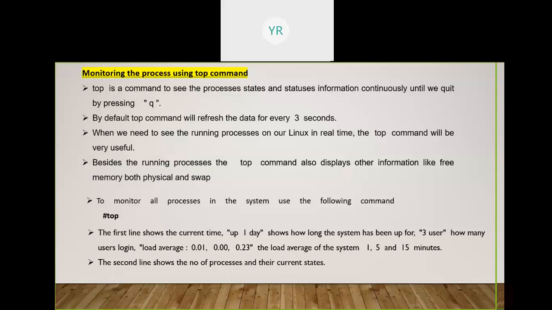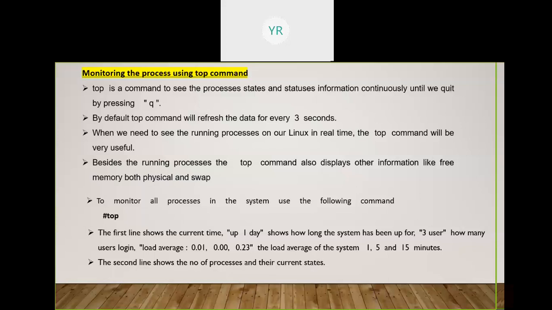Along with the processes, it also gives statistics about CPU information and memory, both physical and swap. Physical memory and swap combined are called virtual memory. So it gives information about the memory and about the CPU also. That is the advantage of using the top command. If you want to see this information, simply use the command top. There you will find some information like this.